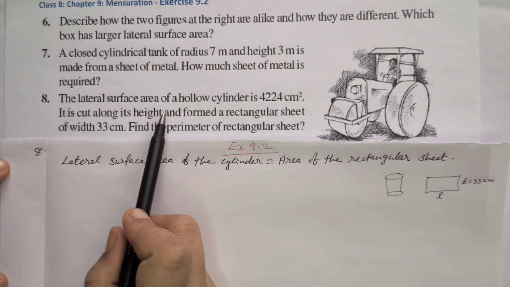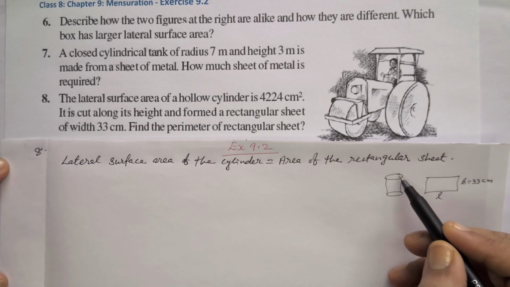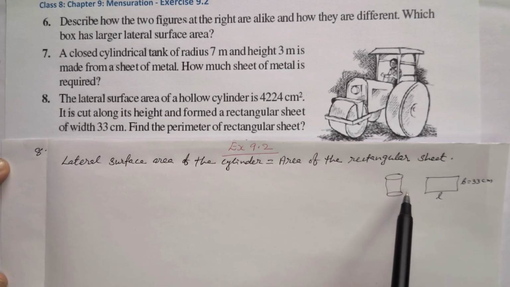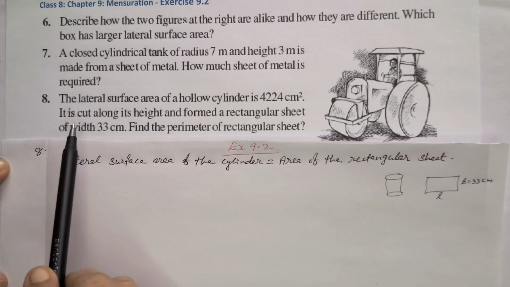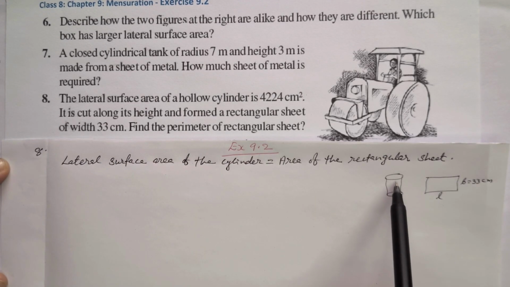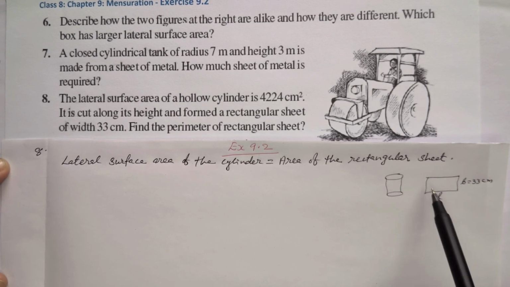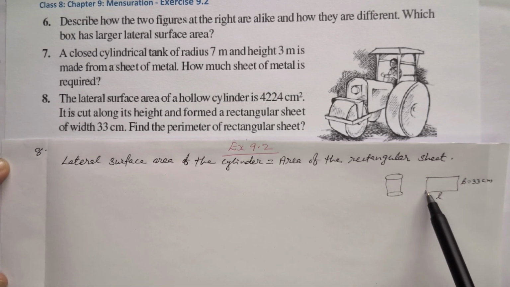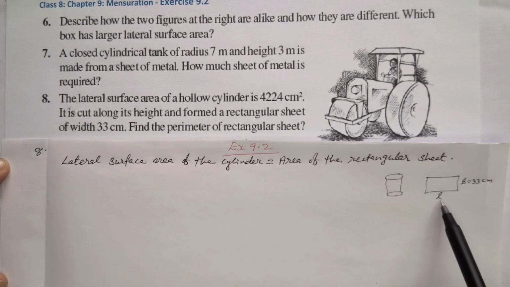Eighth question, the lateral surface area of a hollow cylinder. Hollow cylinder means top and bottom are open. Only the curved surface is there. So the area of the lateral or curved surface is 4224 centimeter square. It is cut along its height. If you cut it this way and open that curved part, then we will get a rectangular sheet. And here it is given its width is 33. That means when we are opening, the width means breadth, which is equal to 33 centimeter. We have to find the length.